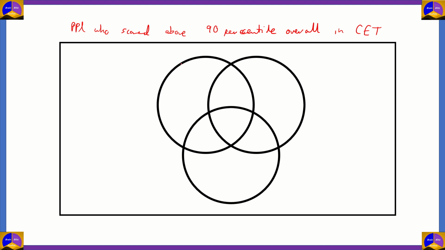We're going to consider this particular circle to be physics, represented as P. This section would be chemistry, represented by C, and the circle below to be mathematics, represented by M. Now we'll consider this section here to be A, this sector. This would be B, this would be C.